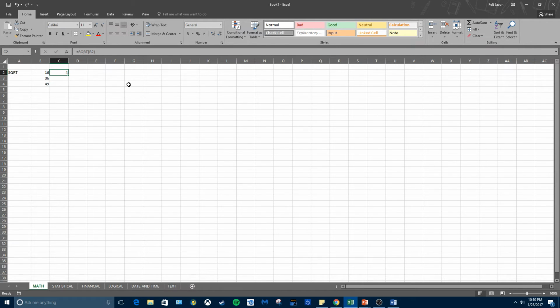Now, I'm a big proponent of putting the cell in the parentheses. The reason being is if you change this number, the result will also change. If you put the number 16 in there, it says 4. But if I change this to 18, it still says 4. But if I did this to B2, and I change this to 18, the square root of 18 is 4.242641. Huh, imagine that. Okay, so that is how that works.